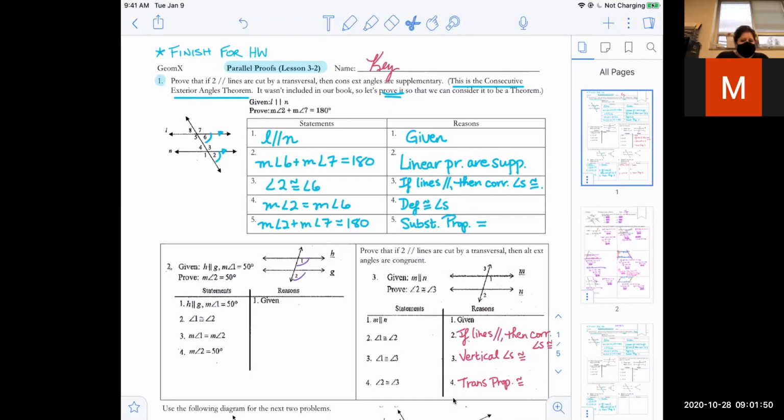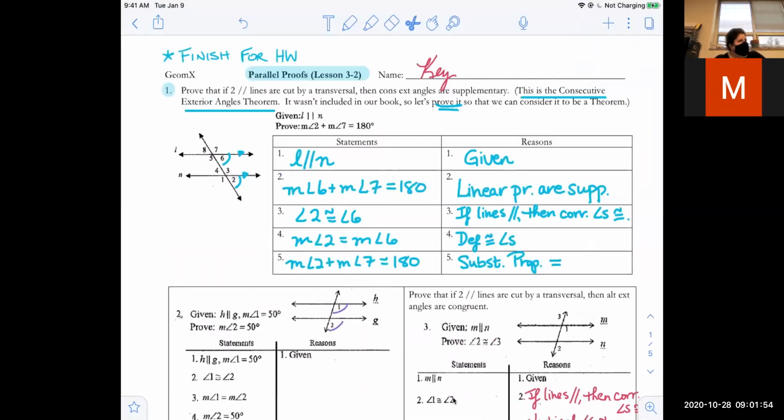Can't get rid of that. All right, let's start with going over some of these proofs together. And then we're going to be doing a new lesson today.